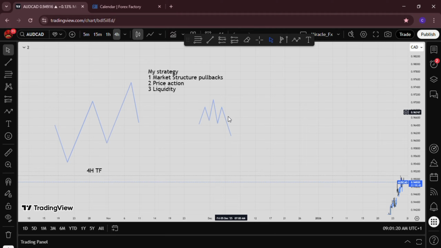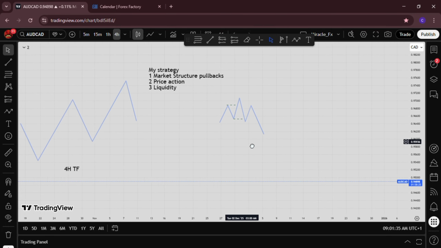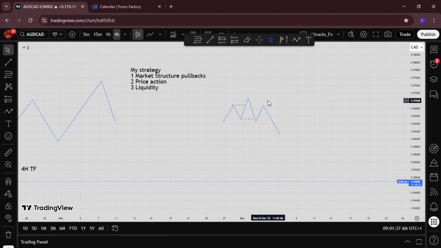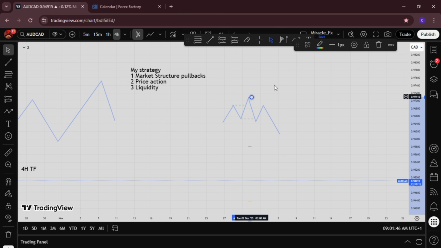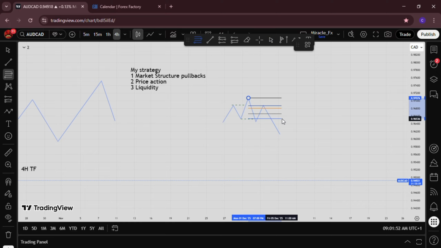If I don't see something like this... This is a liquidity sweep. This is the break of structure. Then this is the retracement. I will use my Fibonacci retracement to mark out this. Then inside here is my point of interest where I'll be waiting for price to come into before I take a position.